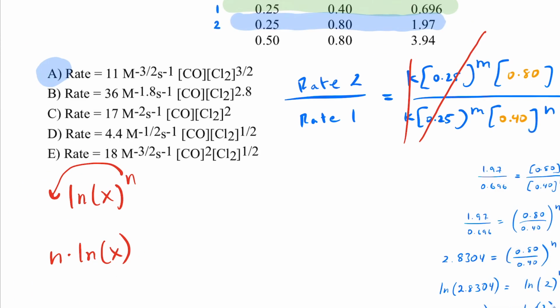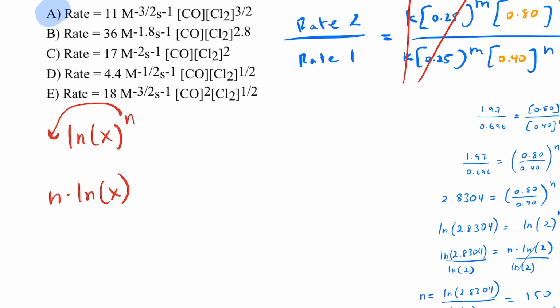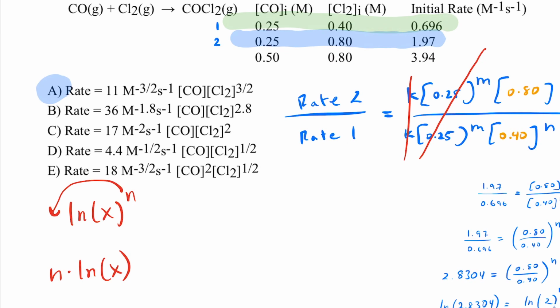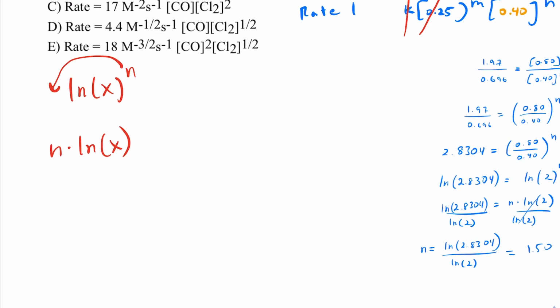Just as a clear reminder, if you saw this ahead of time, that's good. Now let's look at our other one, carbon monoxide. So let's analyze two different equations. Let's look at equation 1 and equation 3. So using our last example, or way to do it before, we're going to do the rate of 3 over the rate of 1.